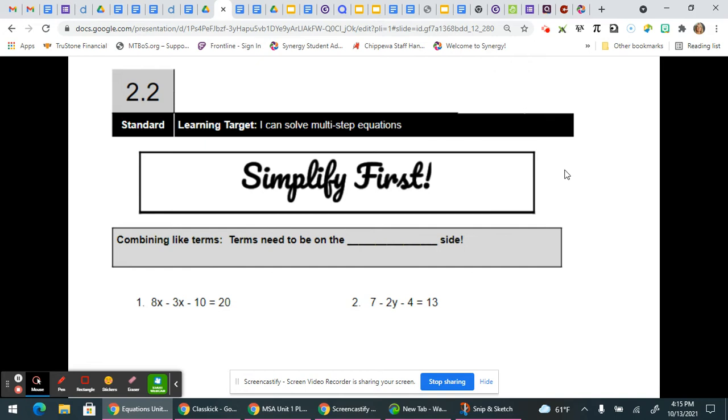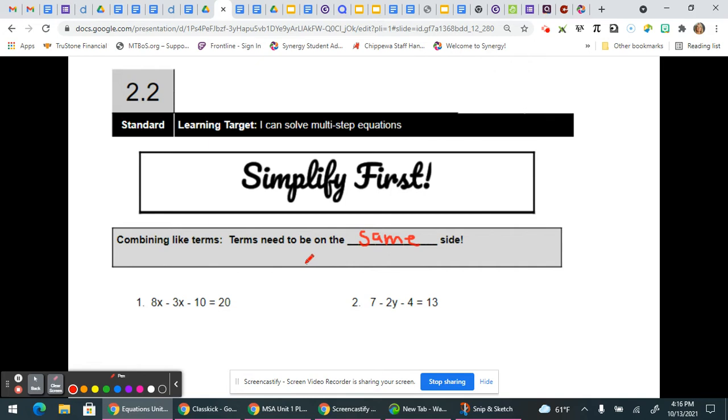Notice that in that top box it says simplify first. So the first part of the notes that I want you to write in, right here it says combining like terms. Terms need to be on the same side. Can you please start by going ahead and writing in your notes right there that our terms need to be on the same side. So terms are variables that are the same or numbers that are the same. So let's take a look at this first question.